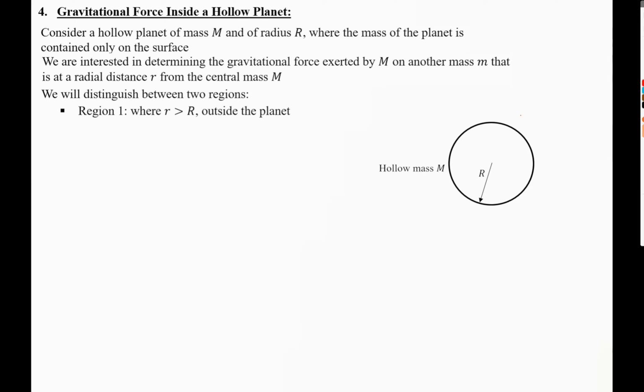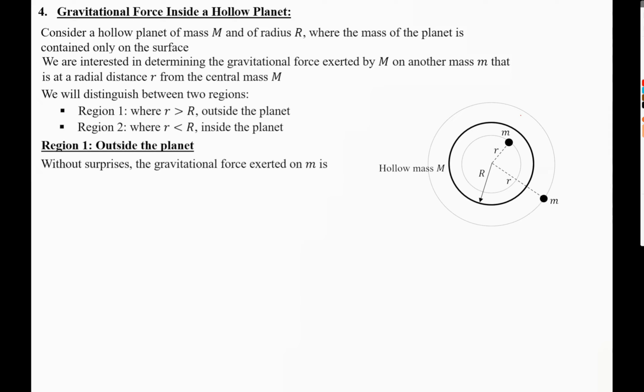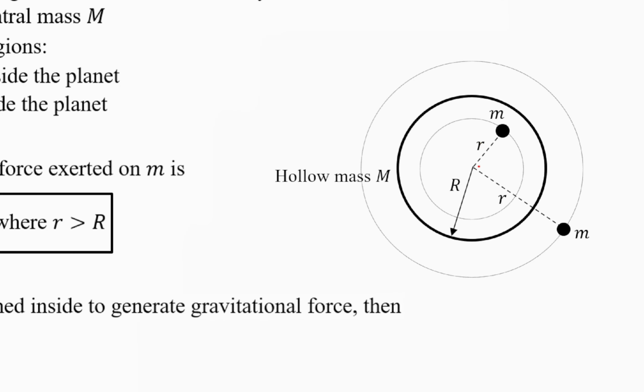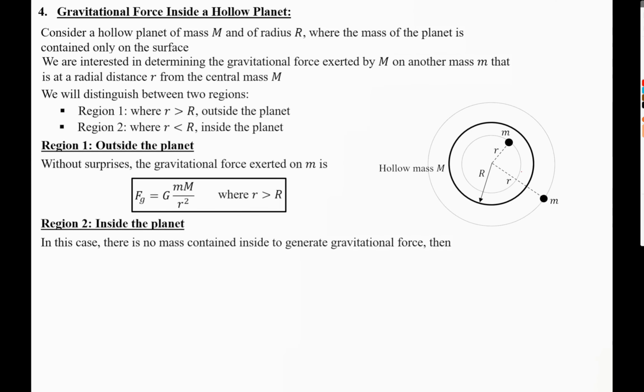We will distinguish between two regions, region 1 outside the planet and region 2 inside the planet. Outside the planet, without surprises, the gravitational force would be given by GMm over r square. Now region 2 inside the planet, because we're talking about inside the planet at a separation distance r from the center, inside this region we don't have any mass because the mass is contained on the peripheral or on the surface. For this reason there is no pull of gravity.